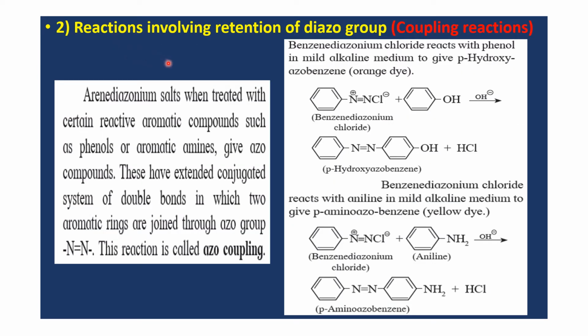Second type of reactions of arene diazonium salt, that is reactions involving retention of diazo group, which is also called coupling reactions. Here the diazonium salt reacts with reactive aromatic compounds like phenols, aniline, etc. to form strongly colored azo compounds, that is Ar-N=N-Ar. This reaction is known as azo coupling reaction.